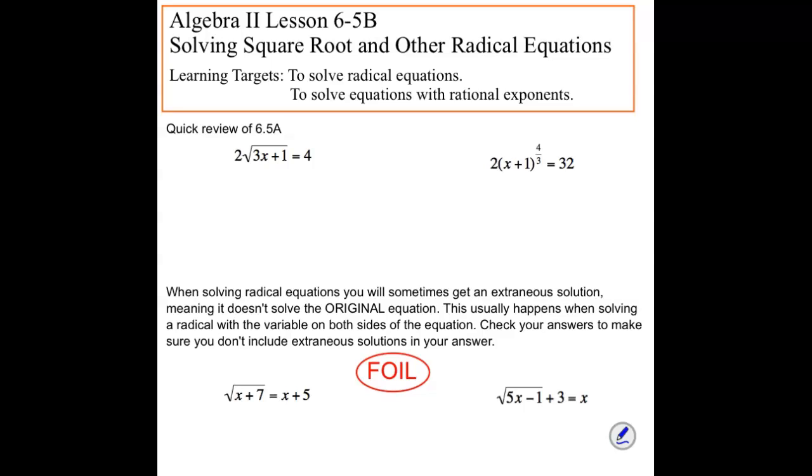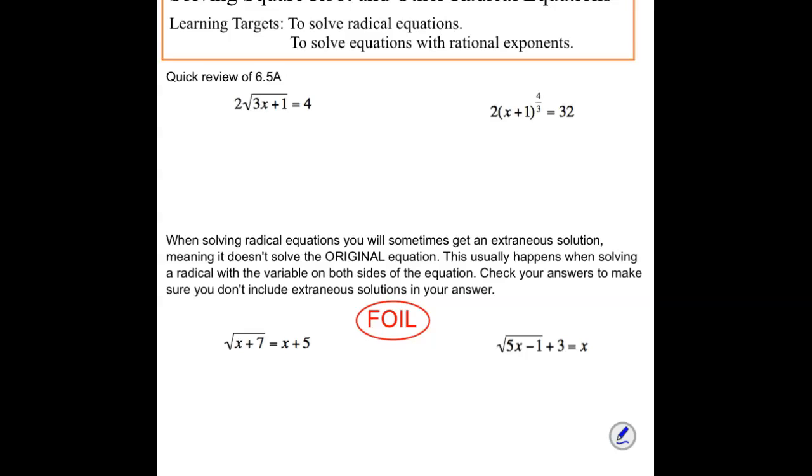Okay, today we're going to finish up section 6.5. We're working on solving square root and other radical equations. So a quick review from yesterday. Remember, we wanted to isolate the square root part. So the first step here would be to divide by 2. We end up with the square root of 3x plus 1 equaling 2.